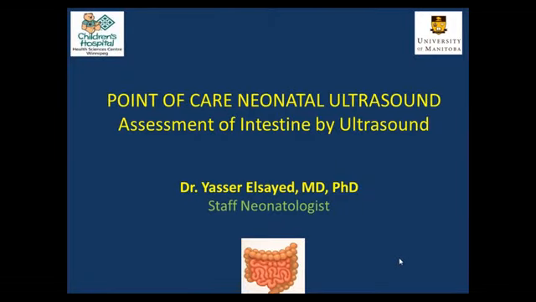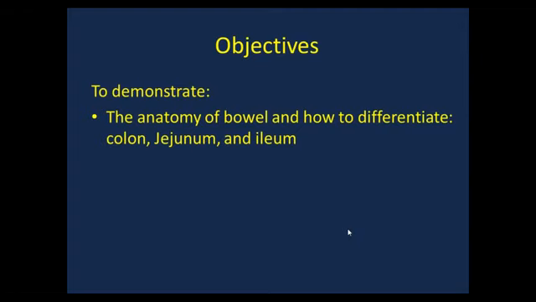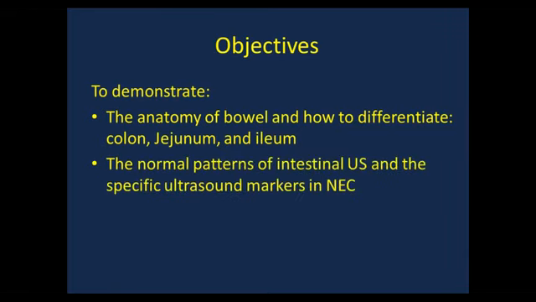Welcome back, everyone. I will be talking in this presentation about assessment of intestine by ultrasound in neonates. I have three main objectives for discussion. First, I will discuss the anatomy of bowel and how to differentiate jejunum, ileum, and colon. Then I will discuss the normal patterns of intestinal ultrasound and the specific markers of ultrasound in necrotizing colitis. And I have some case scenarios for discussion.